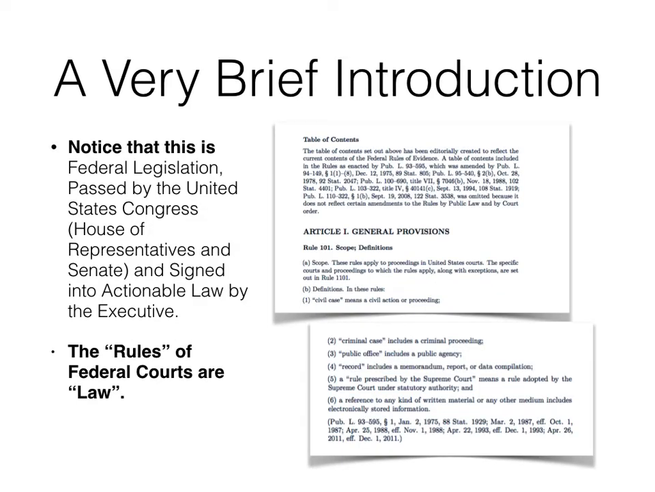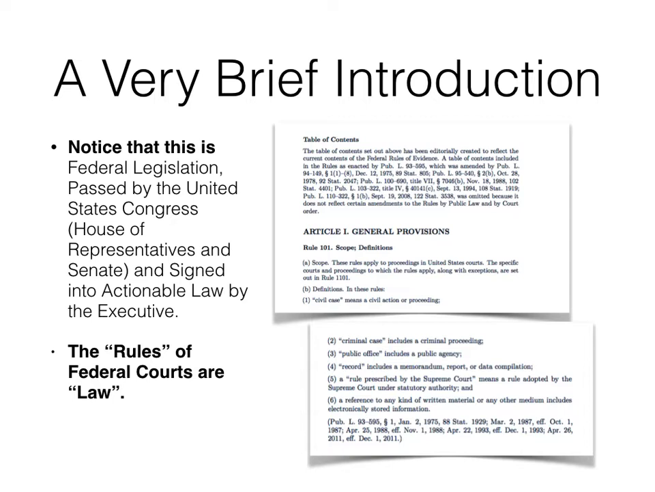I want you to notice that this is federal legislation, so passed by the United States Congress, both the House of Representatives and the Senate, and then signed into law, and what I would term here as actionable law. So this is a law that you can bring a claim under. So you can say, such and such lawyer violated the rules of evidence, or the judge made an incorrect ruling based on the rules of evidence, and I'd like to bring a lawsuit to try to change that decision.